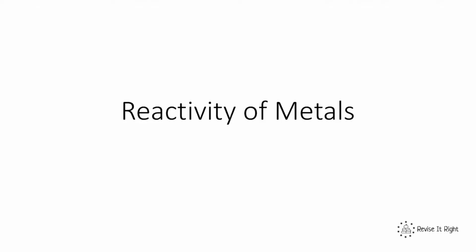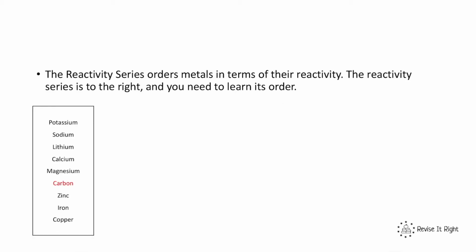This video is about the reactivity of metals. Now, the reactivity series orders metals in terms of their reactivity. And the reactivity series, which is down here, you need to learn its order. Now, the most reactive metals you find at the top, so therefore potassium is the most reactive metal. And as you go down, they become less reactive.